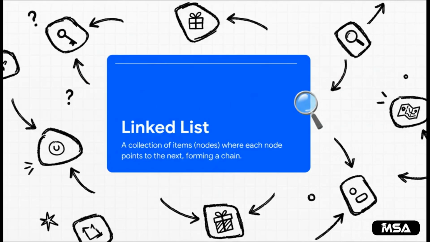So what if you really need that flexibility? Well, that's where the linked list comes in. Forget the neat row of lockers. A linked list is more like a scavenger hunt. Each piece of data, we call it a node, also holds a little clue, a pointer, that tells you where to find the next item. The data can be scattered all over memory.